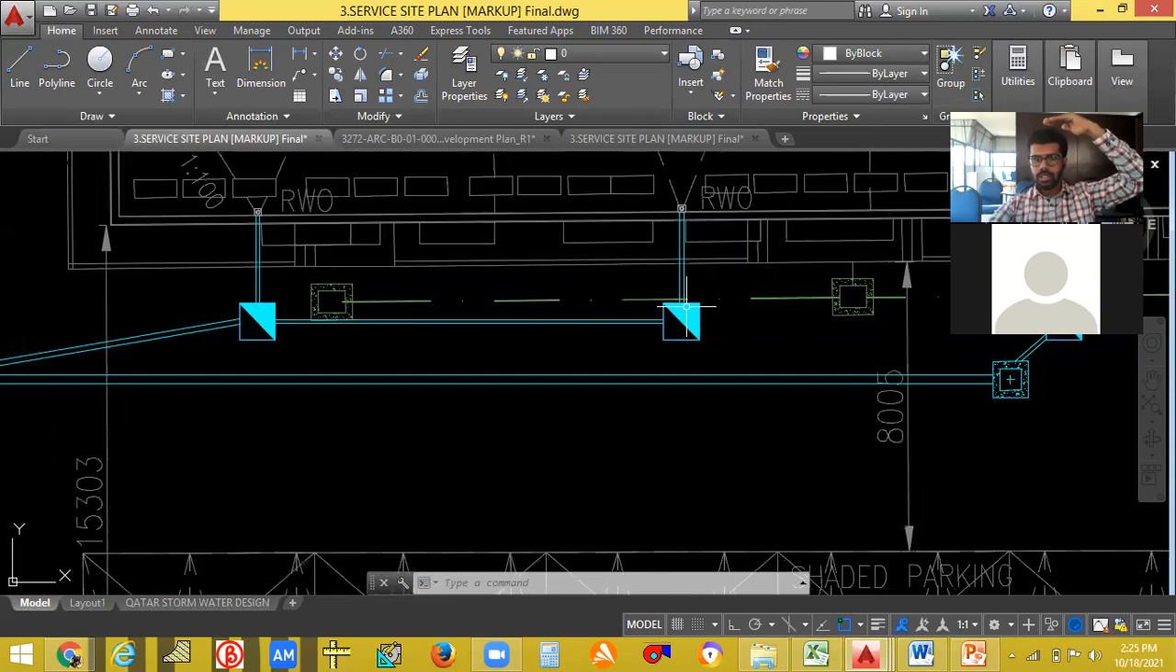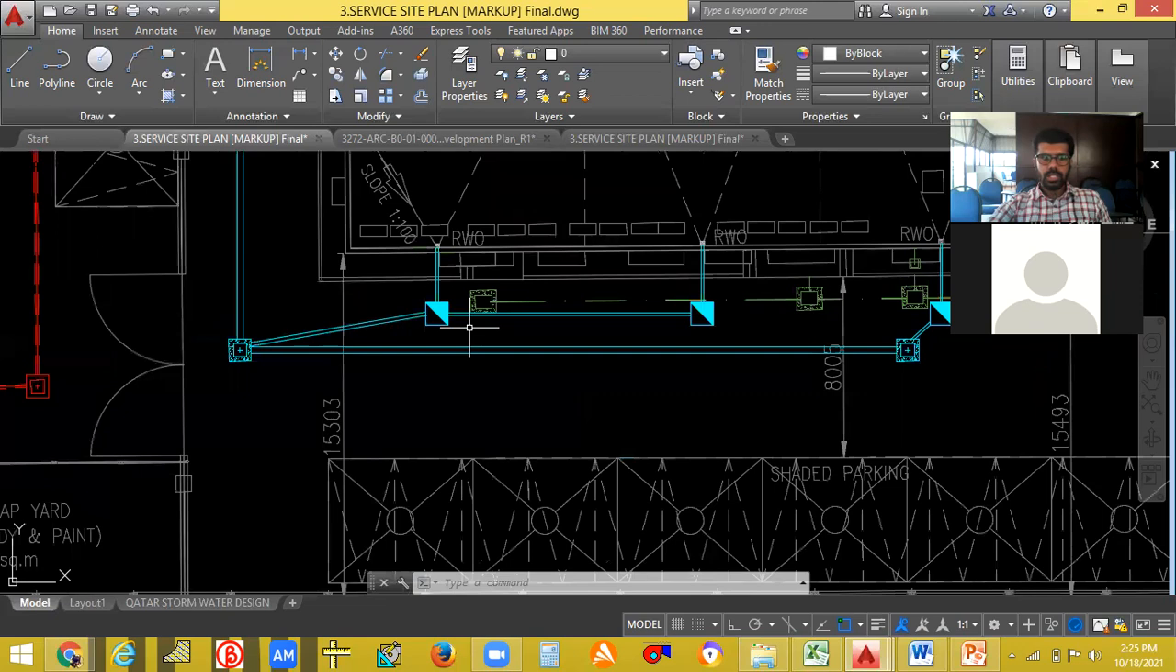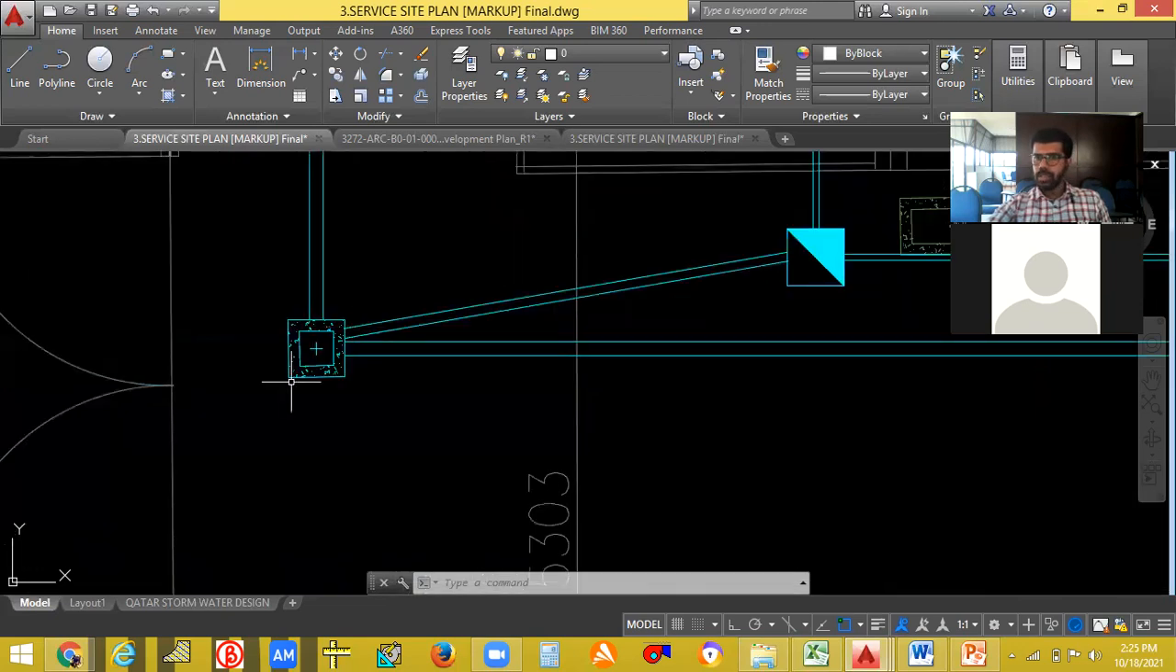So you cannot directly touch this, because this line might be going in this level, and this line might be going in this level. So you cannot touch, you cannot link this both. Okay, and you can link this line to the manhole.